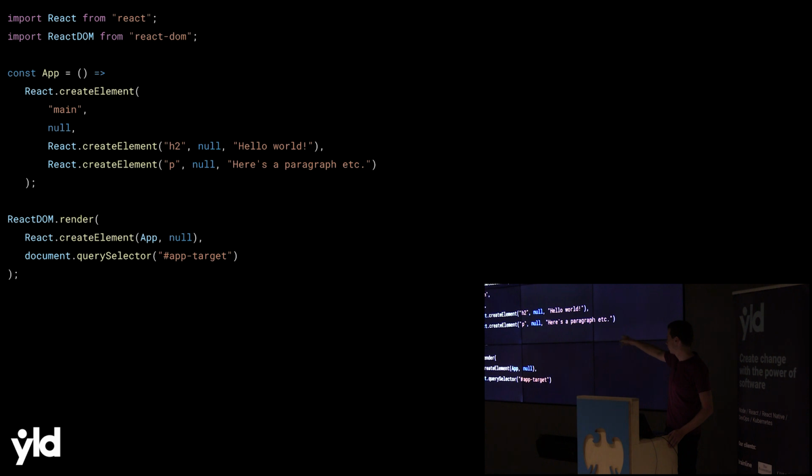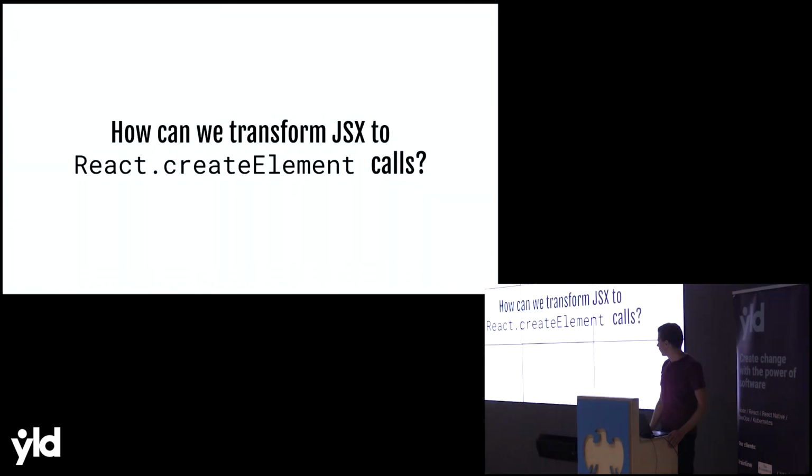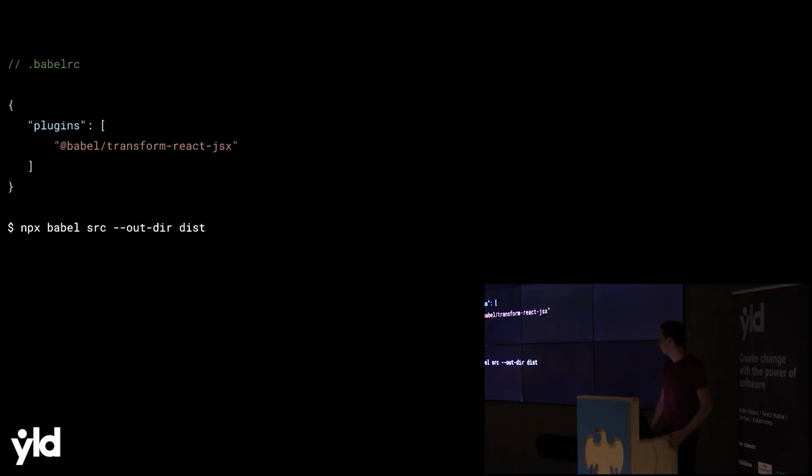And then the third set of parameters, or rather the end parameters going forward, are the children of that element. But then how do we transform this JSX into calls to React.CreateElement? Well, I'm sure there are multiple ways, but the predominant one that every React developer I know uses and loves, because it's a pragmatic approach, is with Babel.